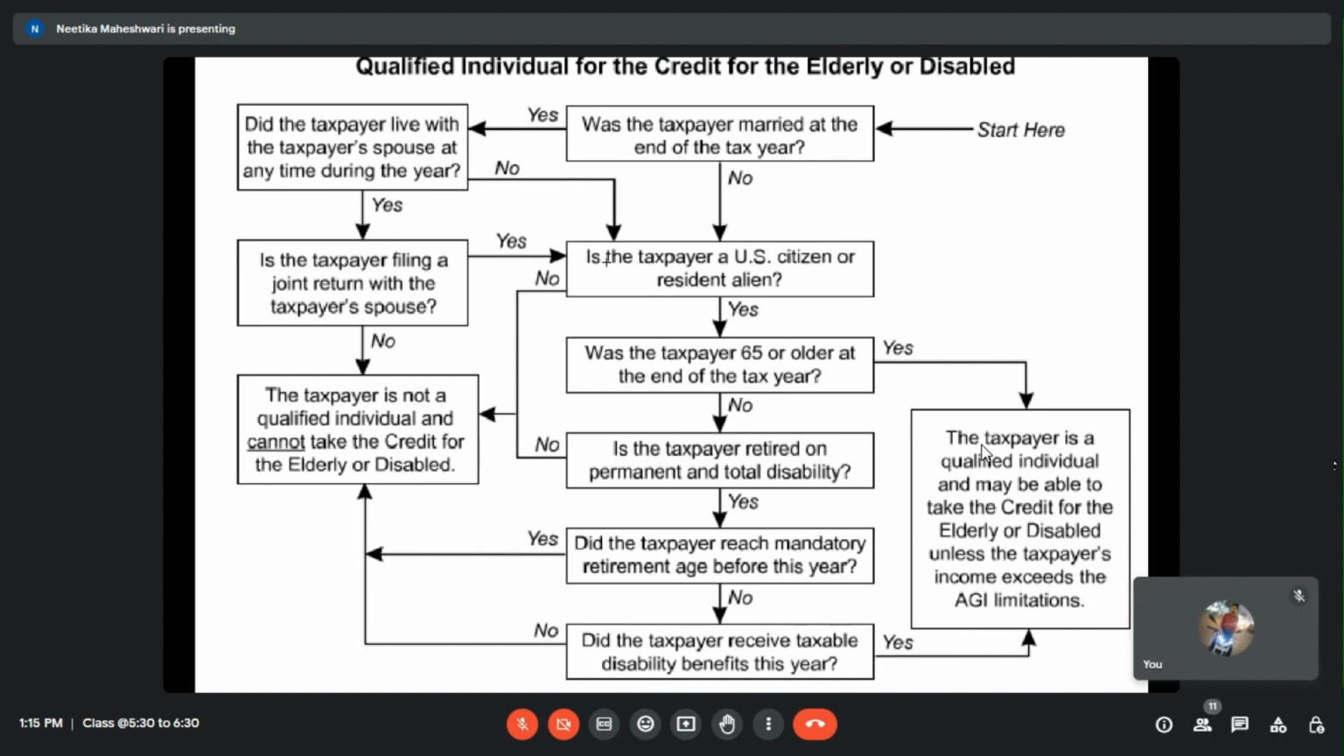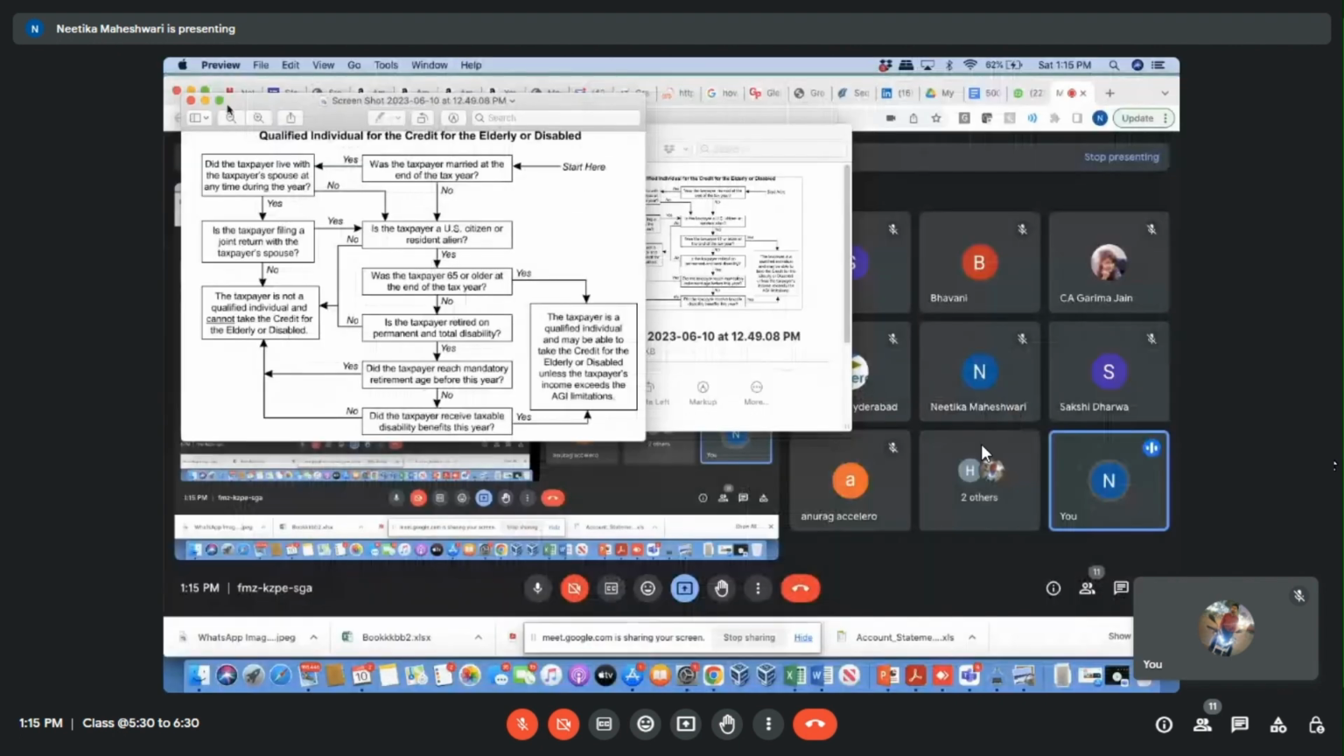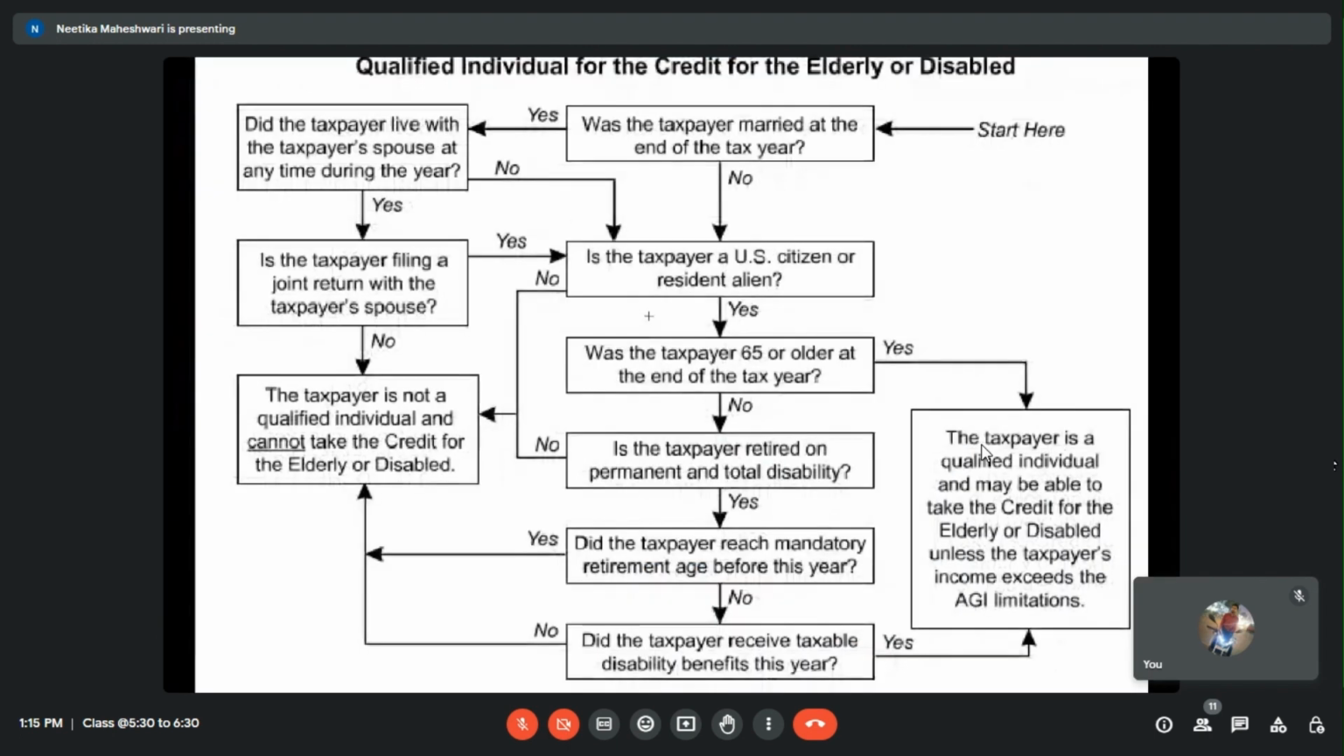Again, this is the taxpayer, US citizen, resident alien. If you're saying no, then it will come to here that the taxpayer is not qualified. Is the taxpayer retired? No, again, not qualified at all. Only if the taxpayer is living in the US, even if that person is non-resident for some time, then they may still qualify. But completely non-resident may not.